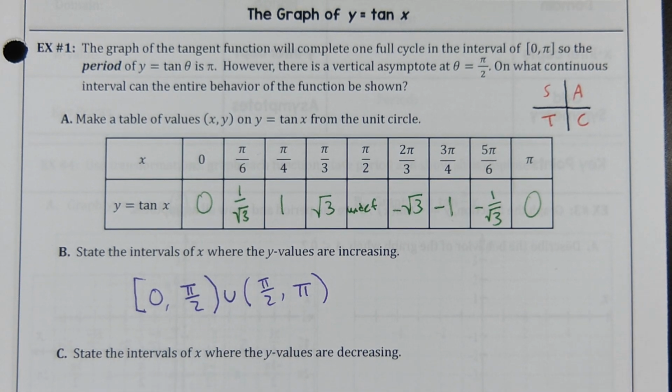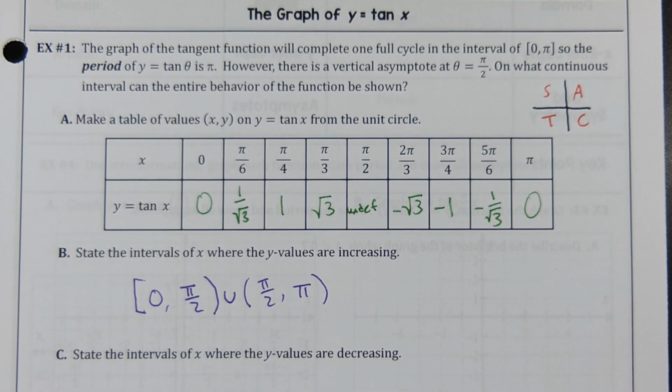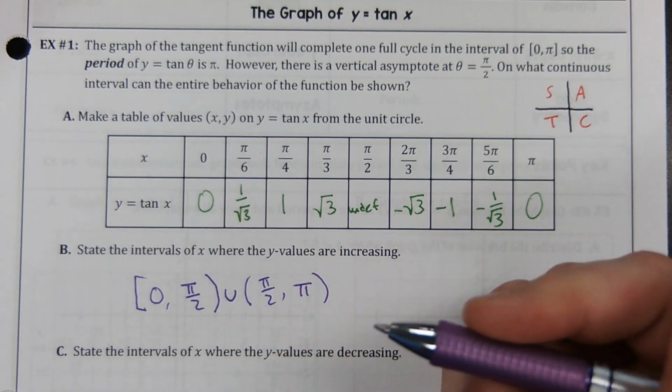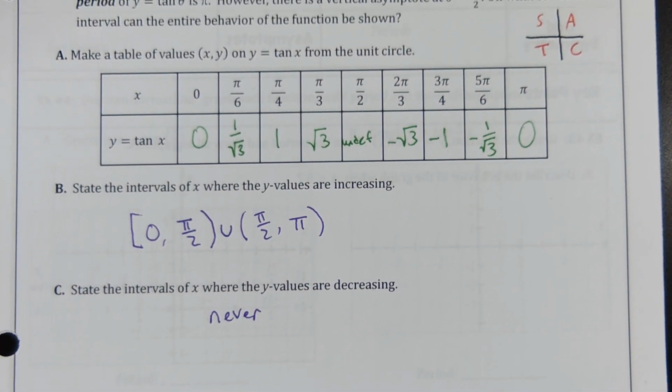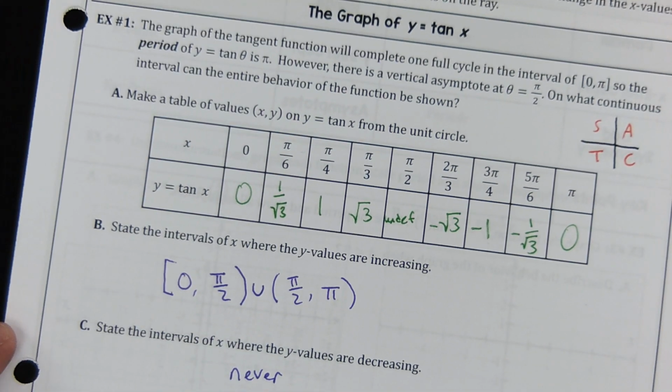So where is it decreasing? Never. The parent tangent graph is an always increasing function. So it's never decreasing. Now, could we transform it and make it decrease? Of course we could. But the parent graph does not decrease.